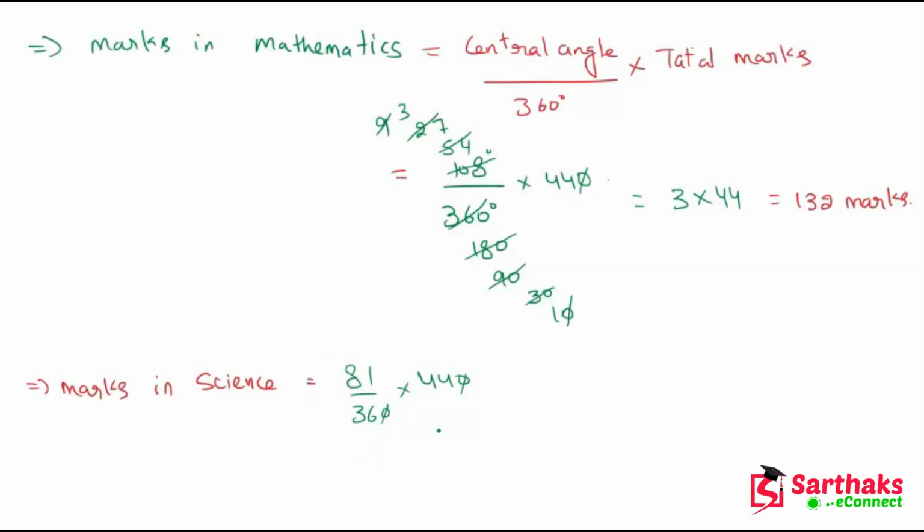Understand? So after solving this, here you can see that we can divide it by 3. So we get 12, and we can divide it by 3. We get 27. We can divide it by 3 in 4 times, and we can divide by 3 in 9 times. We can divide 44 by 4 in 11 times. So we get 9 into 11, which is equal to 99 marks. So the marks in science is 99.